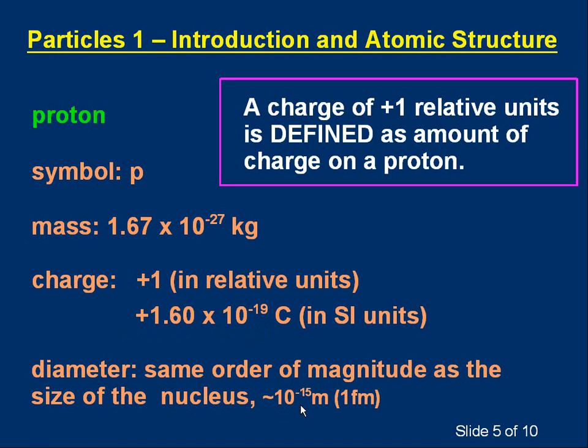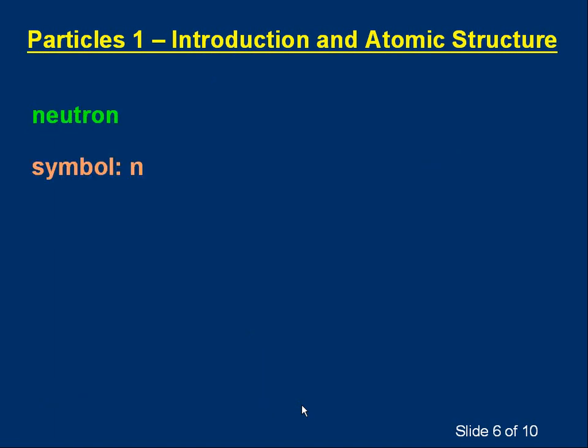Let's look at the neutron. Symbol small n, mass 1.67 times 10 to the minus 27 kilograms. You will note that that's the same as the proton, at least it is to 3 significant figures. If we had a couple more decimal places, we would see that the mass of the neutron was very slightly more than the mass of a proton. But for many purposes, their masses are effectively equal. 1.67 times 10 to the minus 27 kilograms, about the same as a proton.